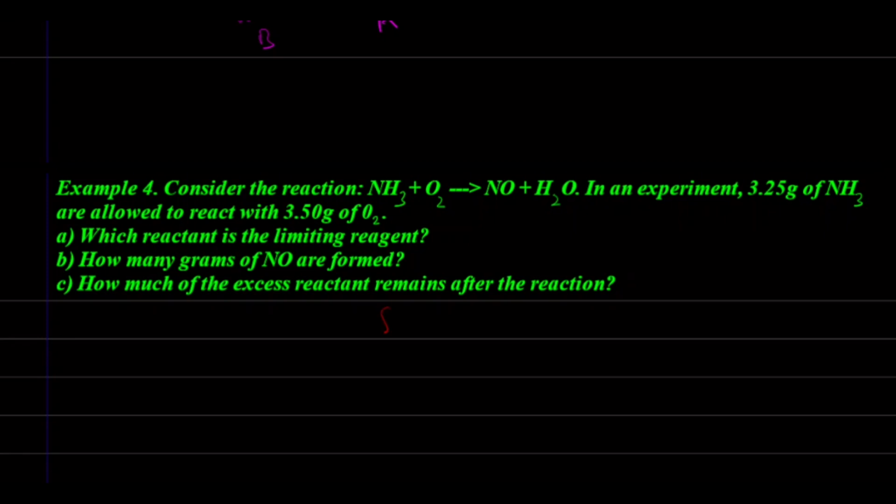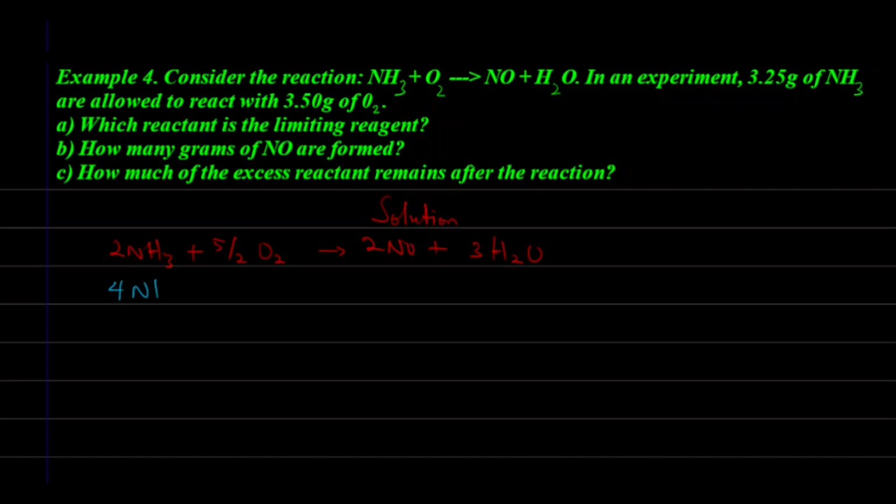The first step is to balance the reaction. As you can see on the screen, the reaction is not balanced. So you can either balance it by writing it as 2NH3 plus 5/2 O2 to produce 2NO plus 3H2O. If you want to balance it this way, you can, or you can write it as 4NH3 plus 5O2 produce 4NO plus 6H2O. Either way we are correct and we can confirm that.